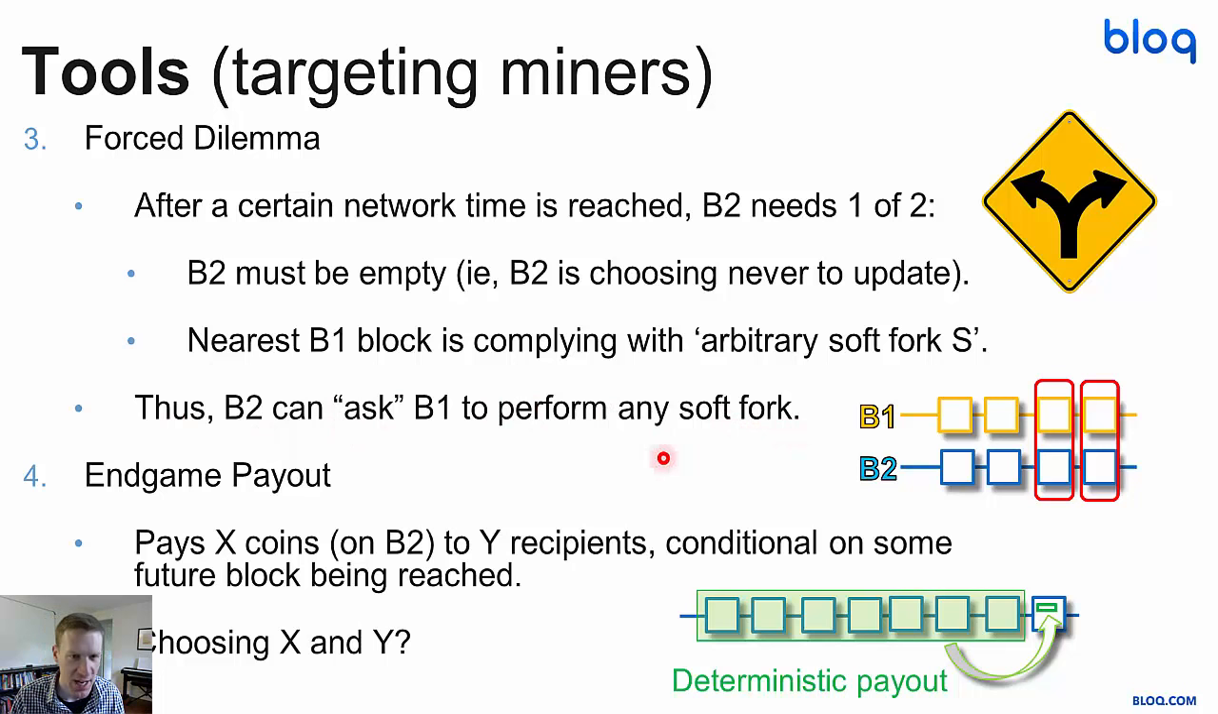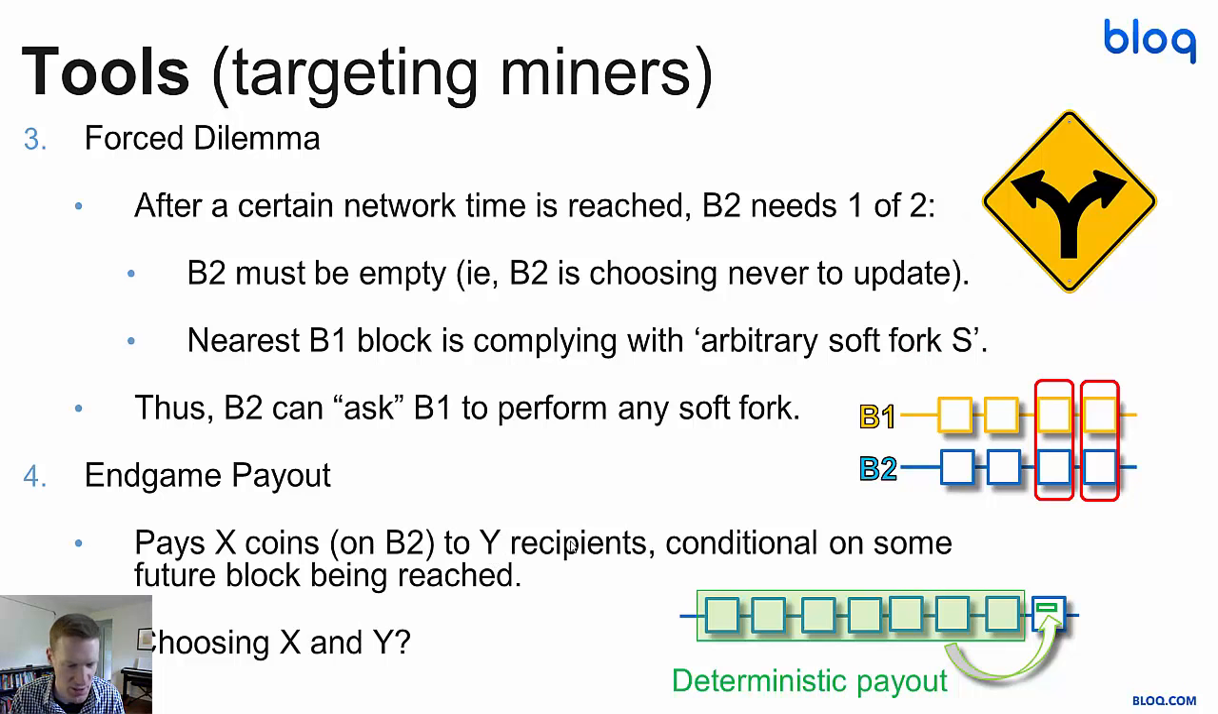If the miners care a lot about B2, and they don't particularly care about the soft fork on B1, you can really almost force miners to engage with you in this process. And the thing is, you can do an awful lot of stuff with a soft fork of Bitcoin, it turns out. So this is a very powerful kind of request that we can have the software make to the miners.